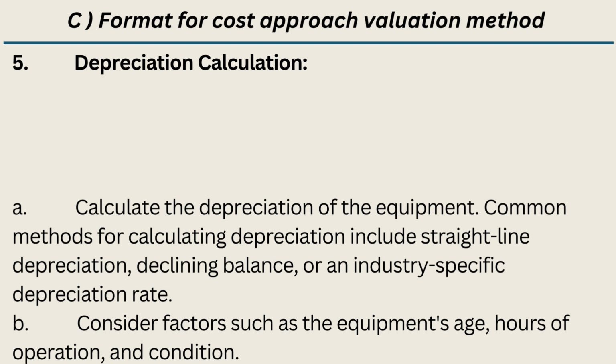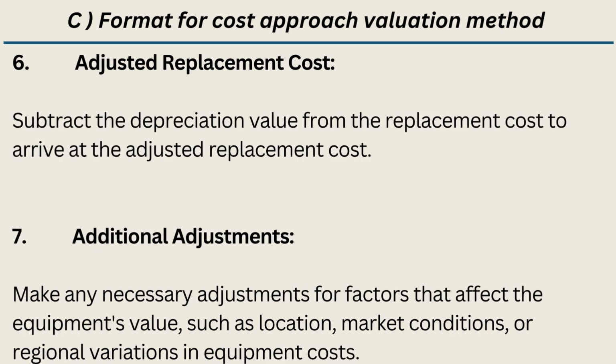5. Depreciation calculation. A. Calculate the depreciation of the equipment. Common methods for calculating depreciation include straight-line depreciation, declining balance, or an industry-specific depreciation rate. B. Consider factors such as the equipment's age, hours of operation, and condition. 6. Adjusted replacement cost. Subtract the depreciation value from the replacement cost to arrive at the adjusted replacement cost.